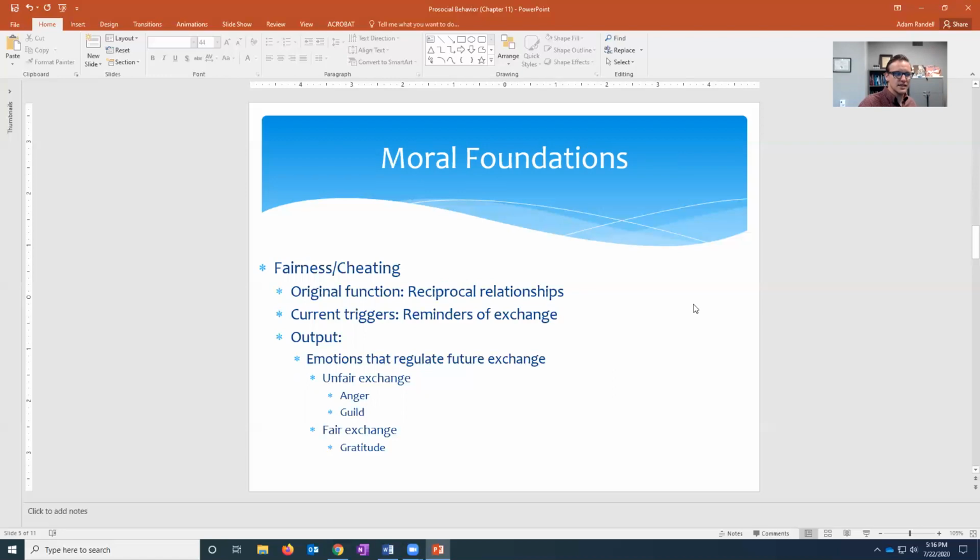The second is the fairness and cheating foundation. Now, this foundation is thought to help people navigate reciprocal relationships. I give you something in return for something else. And sometimes those reciprocal exchanges may take place over larger periods of time. But it's important that reciprocal exchanges are balanced and equal within a group, because if not, you can get what's called the free rider problem. Specifically, you have somebody in the group taking all the advantages of being in the group, but giving nothing back to the group. All right.